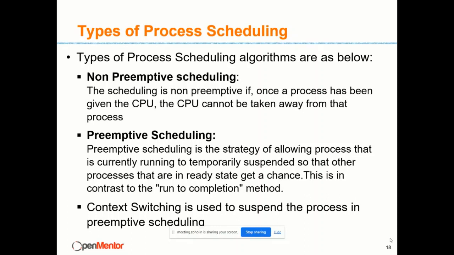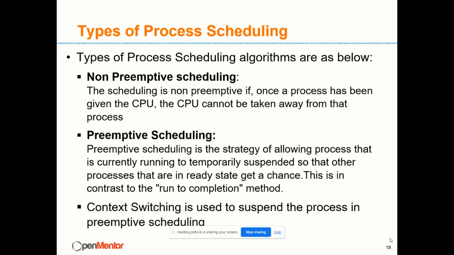Preemptive scheduling is a strategy that allows a process that is currently running to temporarily suspend so that another process that is ready gets a chance. So this means I will give you the processor for some time. After that, if there is some other important task, I will give it to that. That is called preemptive scheduling.